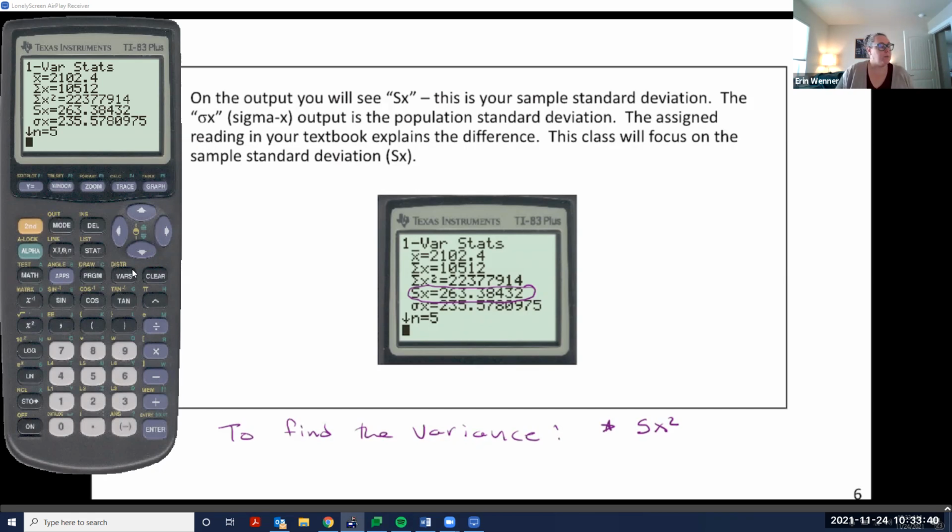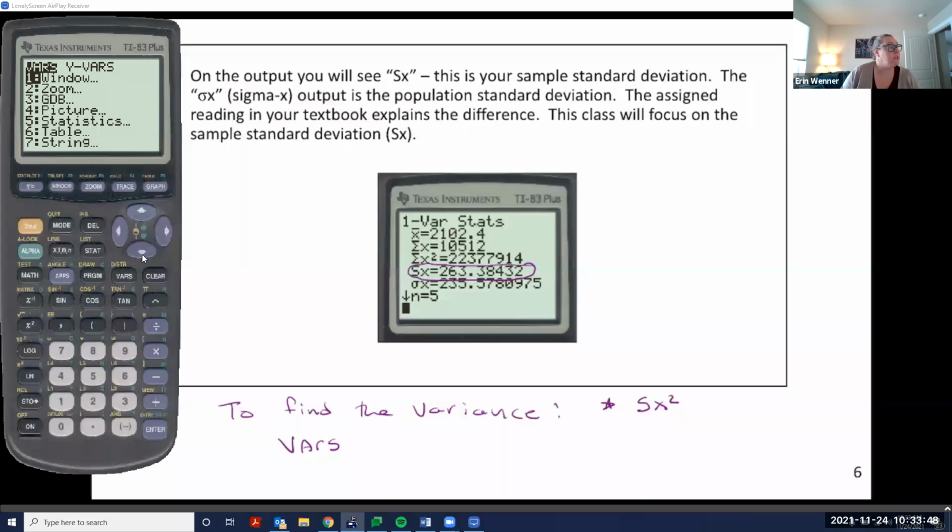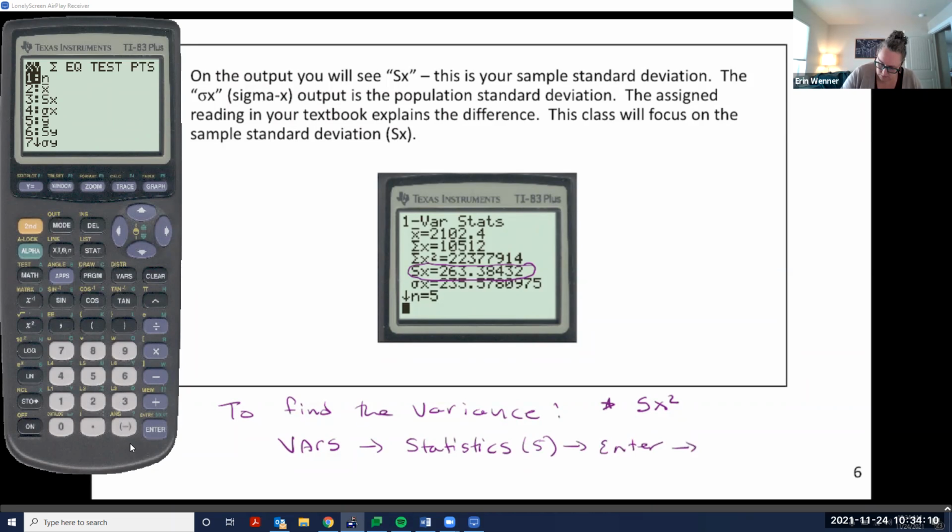So to get to that, we're going to press the vars key. And then from vars, we're going to go down to statistics, which is number 5. And then we'll press enter. And then we go down to Sx, which is number 3. We'll go down to Sx. And then we're going to press enter.